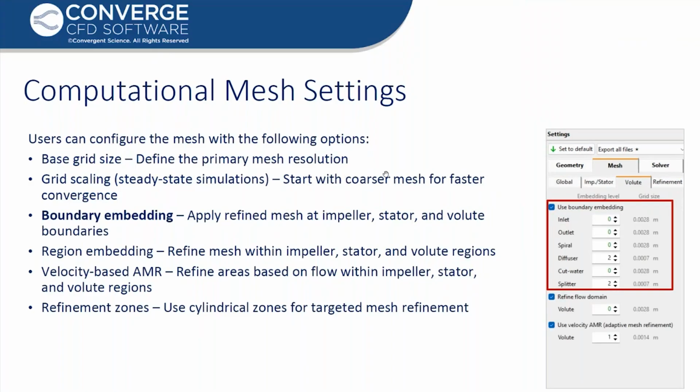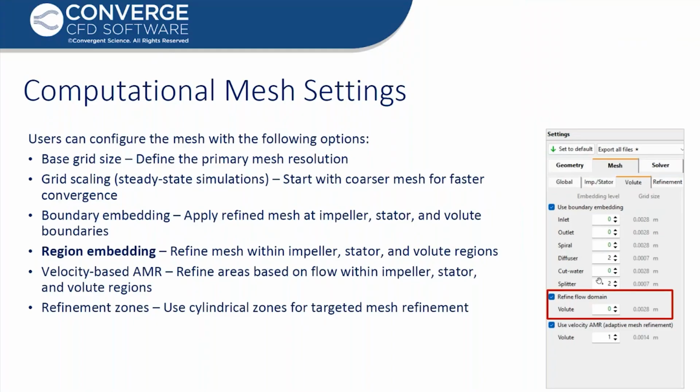You can also set up your boundary embeddings. In these regions, impeller, stator, and volute regions, you have different boundaries, so you can set up what kind of refinement you need. For example, here in the volute section, I am refining the diffuser and the splitter at embedding scale 2. Basically you set up the scale level, and then on the right you'll see what the resulting grid size is. So you can set up all your boundary embedding.